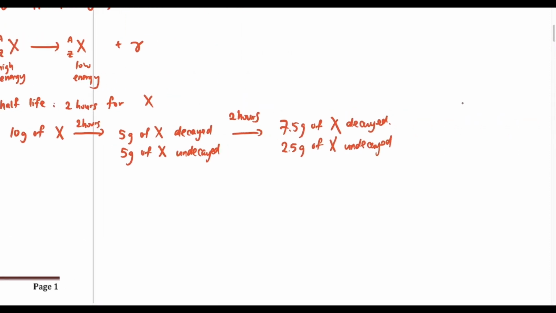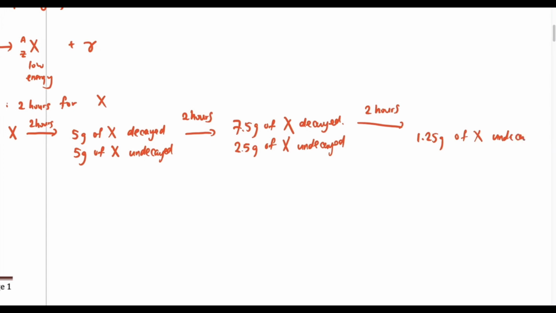Okay, so let's take a further look. In another 2 hours, half of the undecayed nuclei is going to decay. Half of 2.5 is 1.25. So 1.25 decayed, and hence another 1.25 remain undecayed. So just now I said 1.25 decay, so add up with the previous one. So 7.5 plus 1.25, that should be 8.75 gram of X decay altogether. Okay, so that is the idea of half-life. Half-life will make half of the undecayed nuclei decay. Okay, so always look at the undecayed nuclei when you want to consider half-life.